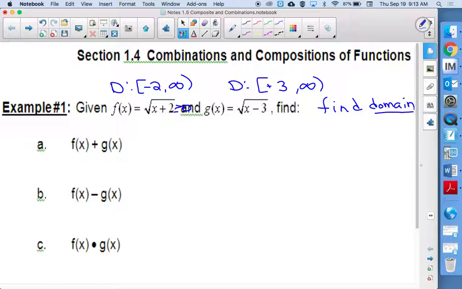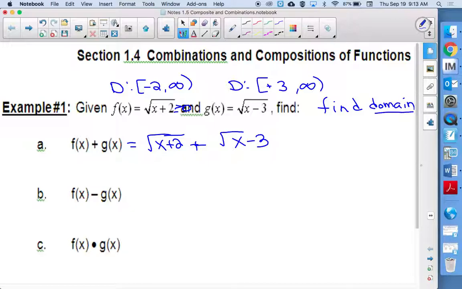What are you going to do to take f of x plus g of x? What's the f of x function? What's the g of x function? Square root x minus 3. Literally, you're taking the equation that represents f, adding it with the equation that represents g.